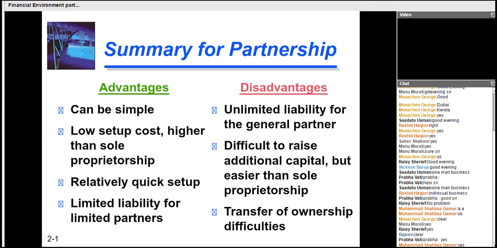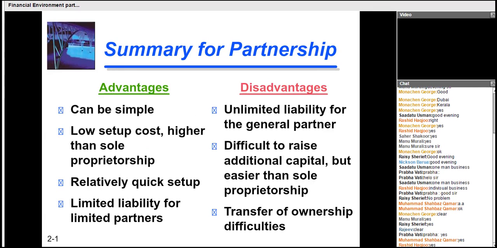See the advantages and the disadvantages of partnerships. Partnerships can be simple; it's not very complicated. Low setup cost, higher than sole proprietorship. It may be higher, but it still depends on the size and the nature of the business. If two people decided to start a business, like repairing motorcycle punctures, it will be a very small shop, so the setup cost will be very low. It still depends on the nature and size of the business.